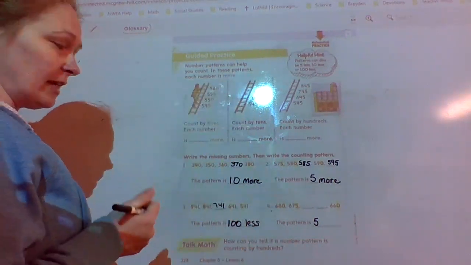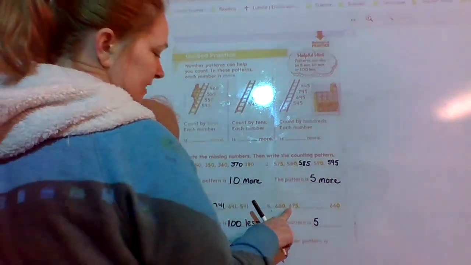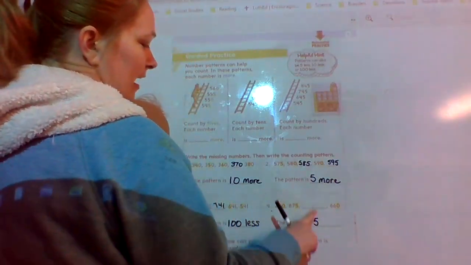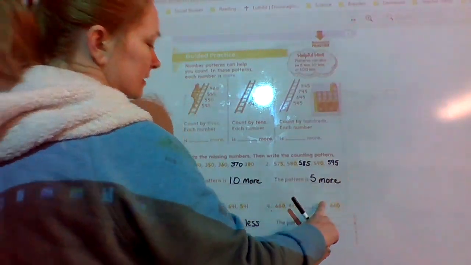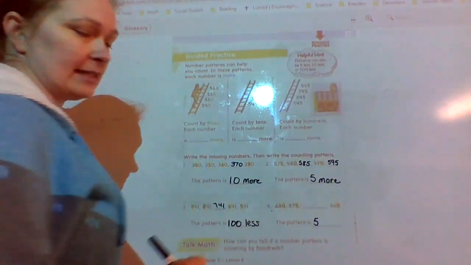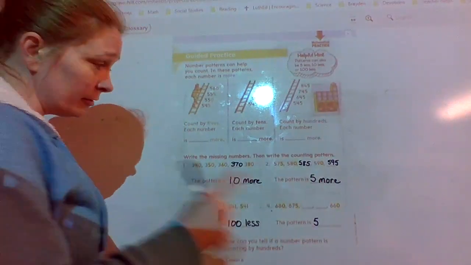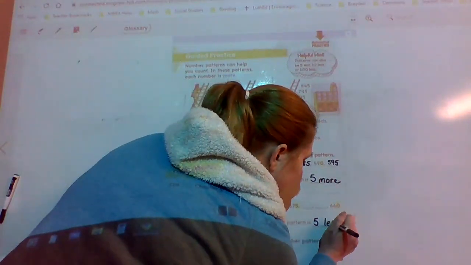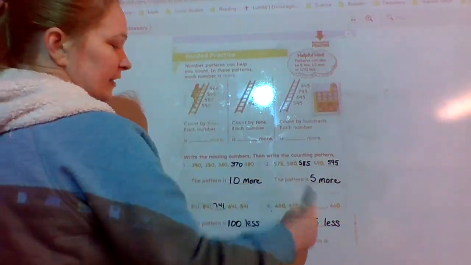If they're getting smaller, it's 5 less. We have 680, 675, 600 something, 600 something, 660. I think they're getting smaller, so it's going to be 5 less in this case. So let's fill in the numbers now.